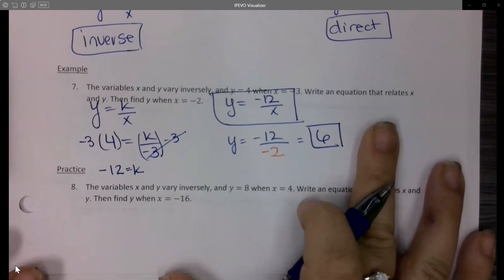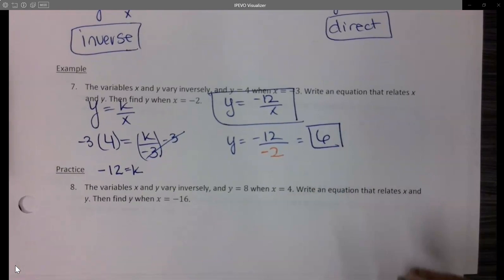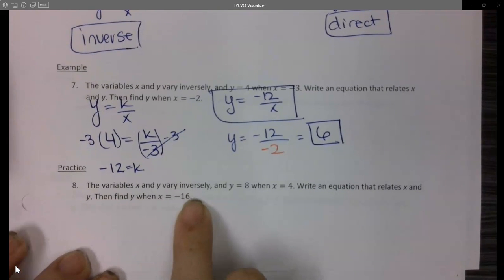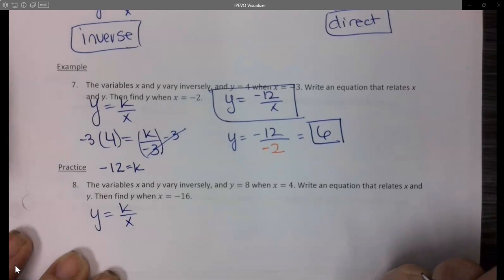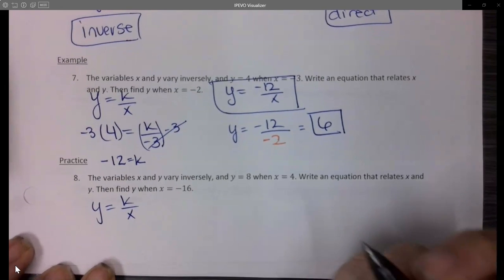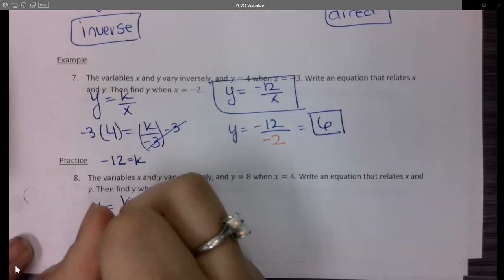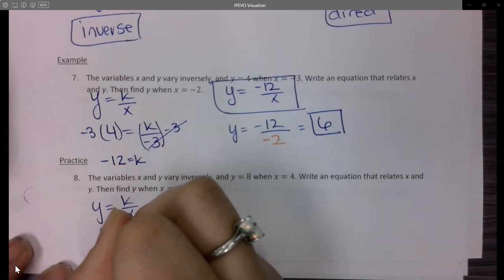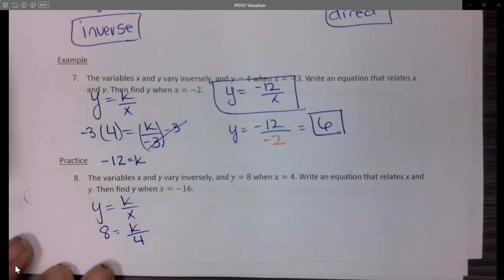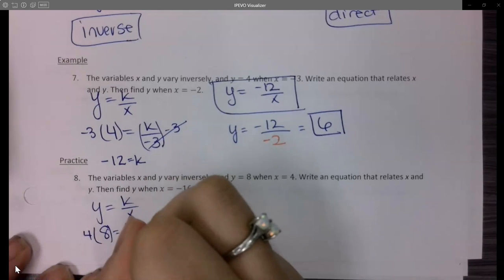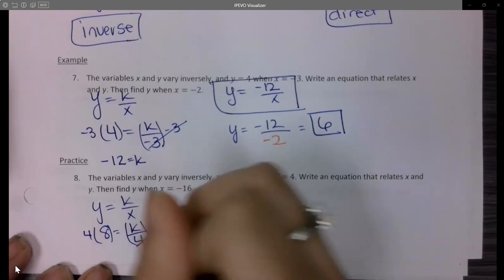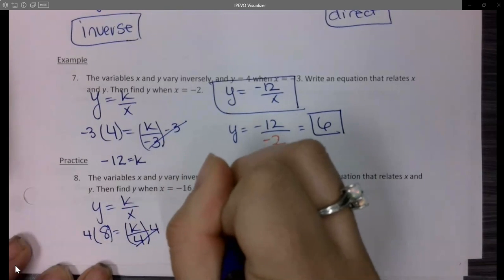So, number 8 tells me the same thing. They vary inversely, so this means it's going to be y equals k over x. Then it gives me y and x, so I want to plug those in. Y is 8. X is 4. Someone from the left side of the room, how would I solve this? Yeah. So I multiply both sides by the 4, which gets me k equals 32.